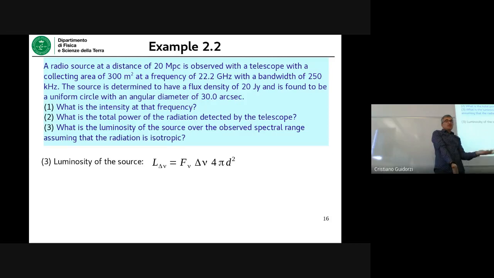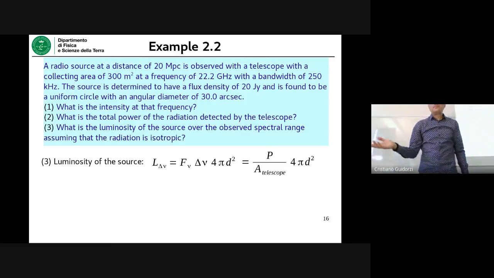So calculating the entire luminosity means multiplying the flux that you measure times the total spherical surface of the sphere onto which you, the observer, lie. It's a sphere with a radius d. This is the distance between source and observer. So 4 pi d squared. Again, you can express F nu delta nu, this is just what we saw before, as the total power over the collecting area.